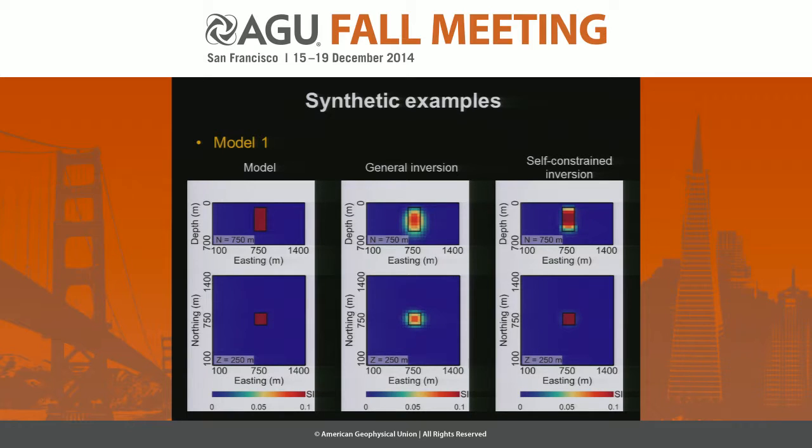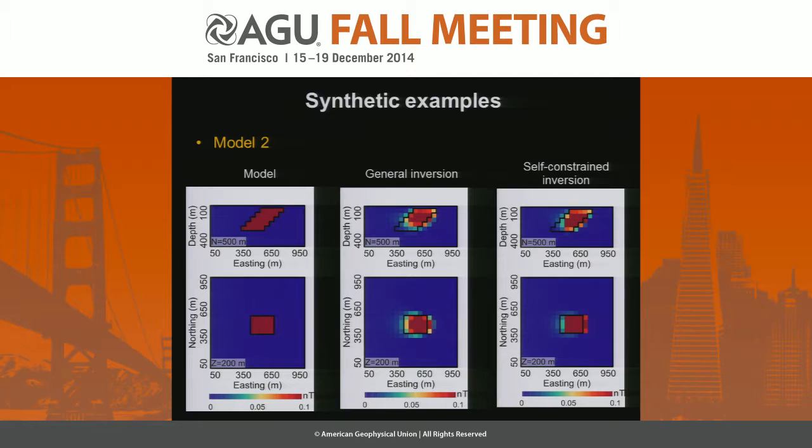Here we apply the method to synthetic examples. In model one, we use a cube source body, and compared with the general inversion, the self-constrained inversion result has a clear border, and the recovered susceptibility is more close to the real model. And model two is a dipping model. It also shows a high resolution in the north direction and the eastern direction, and also it has clearer depth information in the result.